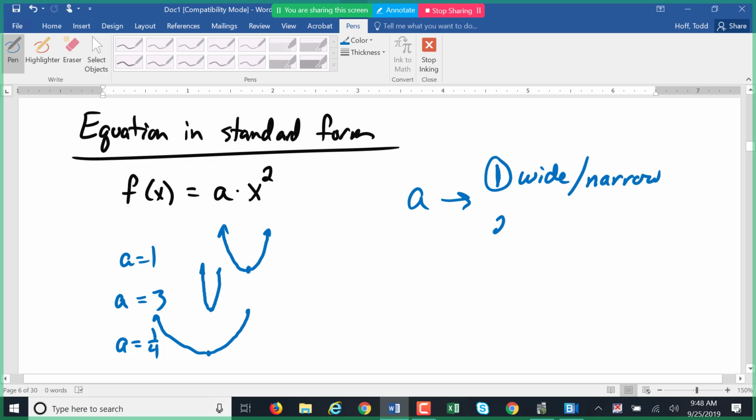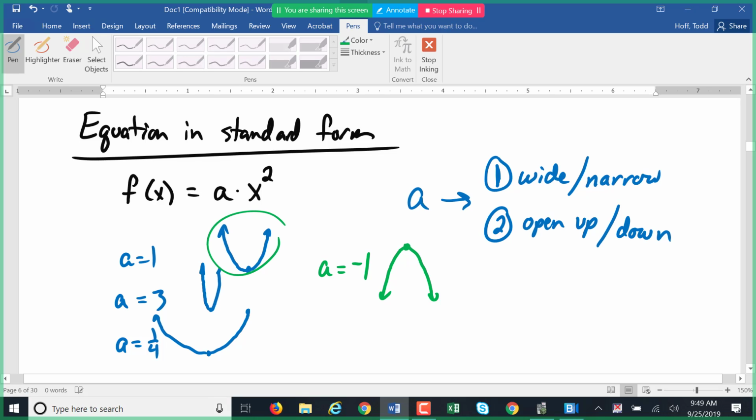The other thing that a determines is whether the parabola opens up or down. All three of these over here were positive values of a. If a equals -1, the parabola would open down. Obviously the same width. I'm just taking this one and reflecting it upside down, tipping it upside down. Of course, a equals -3 would make it narrow, -4 would make it wider.